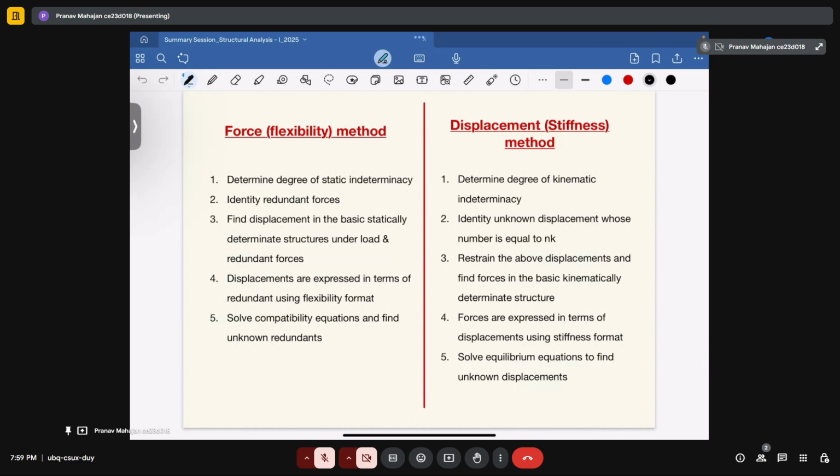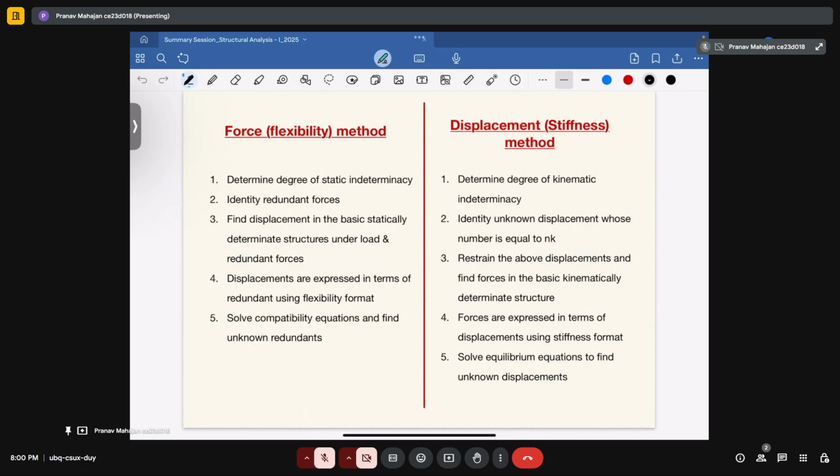In the force method, I will again explain the procedure, and similarly I will again explain the procedure for the stiffness method. Comparing the method of solving both the methods, you will come to know what the difference is between the force and stiffness methods in your solution. Otherwise, there are many differences in them.